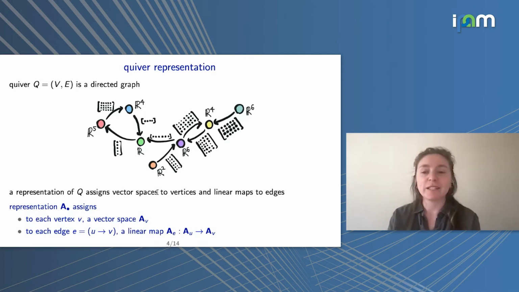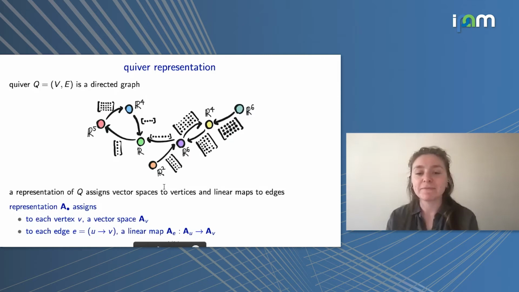Are there any other questions? Okay, great. So here is the notation for the quiver representation.